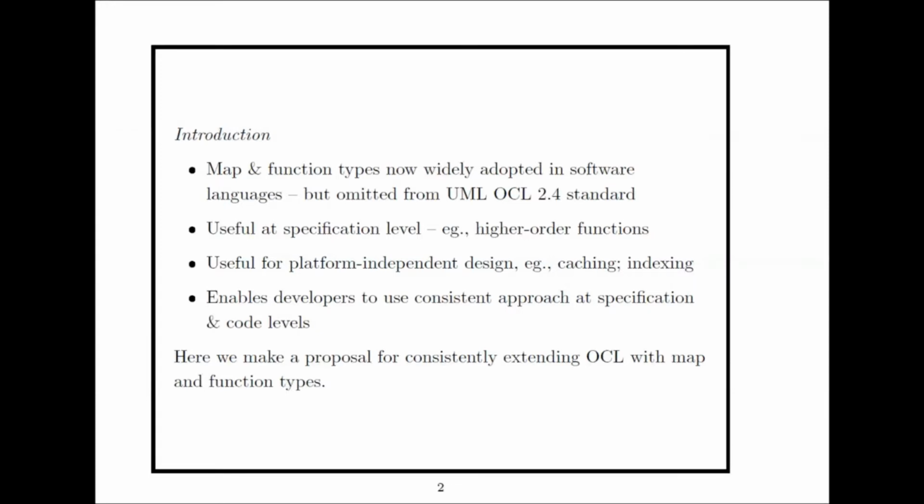on. We can also use it for design, so maps are useful to specify the caching of operation results and functionality, for indexing objects and for many other purposes. Now, it's beneficial to have the same facilities at the specification language and the implementation level, because then the developers have a consistent view between the specification level and the implementation level. There's not a major discontinuity between those two levels. So what I'm proposing in this paper is a way of consistently extending OCL with both map and function types.